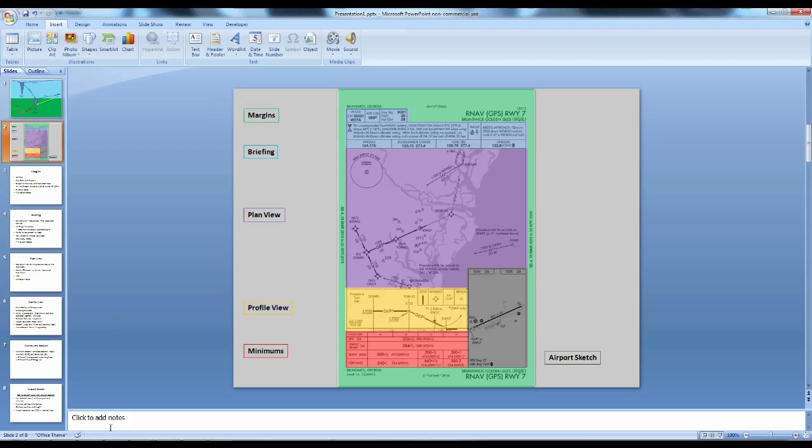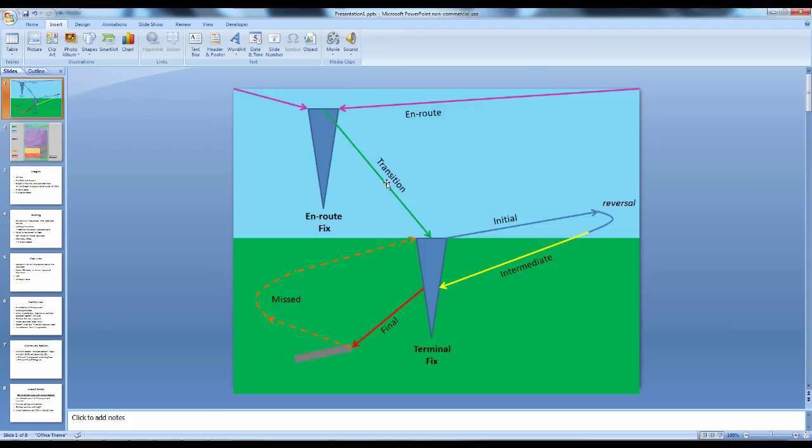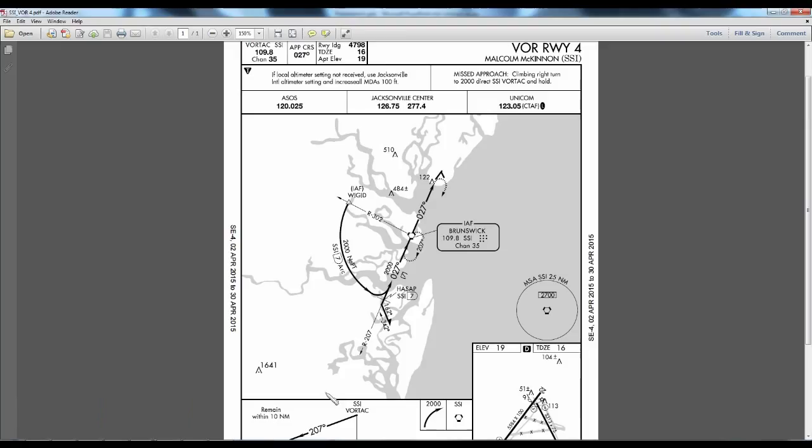So those are transitions. Then we have the initial leg. The initial leg takes you away from the airport. Remember, the approach is designed to take you down safely. So odds are you're going to be at a decently high altitude by the time you hit the transition. And a lot of times your initial approach fix pulls double duty as your final approach fix in a lot of cases. Case in point, the VOR approach that we're going to demo.